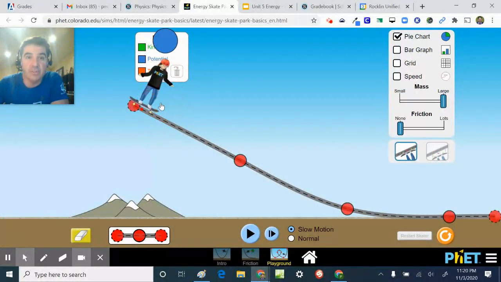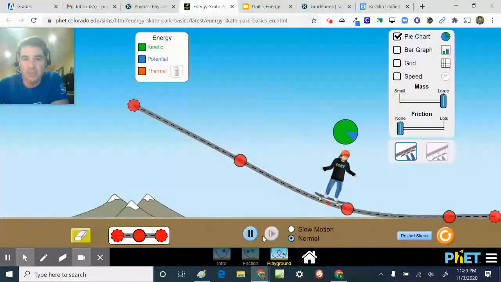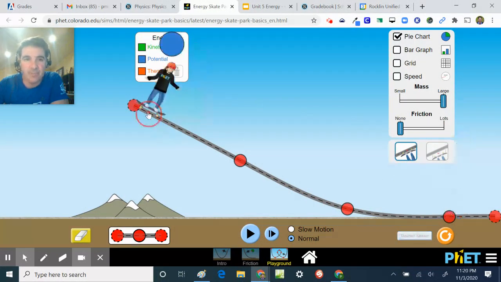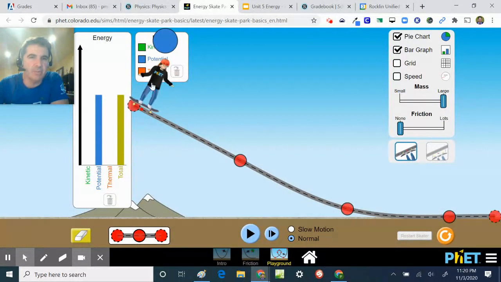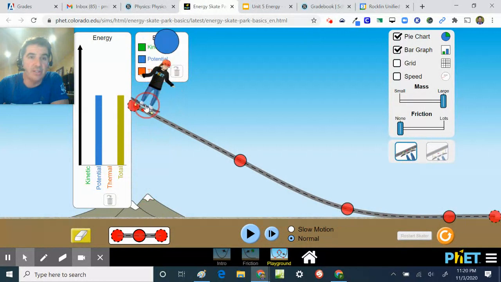And so you can look at it from the stance of the pie chart. And as they go down the hill, that energy turns to kinetic energy. And so that's the green, is kinetic energy. Okay. And if I do the bar graph, it gives the same type of a view, that the higher, the more energy, that's potential energy that it has. The potential energy is the resultant total energy that we have.